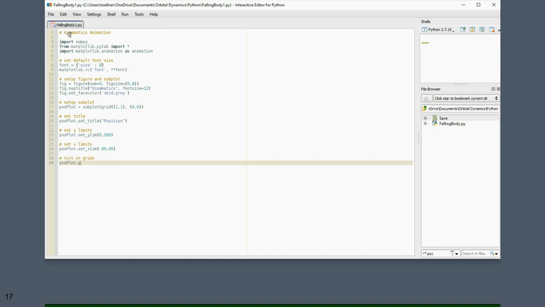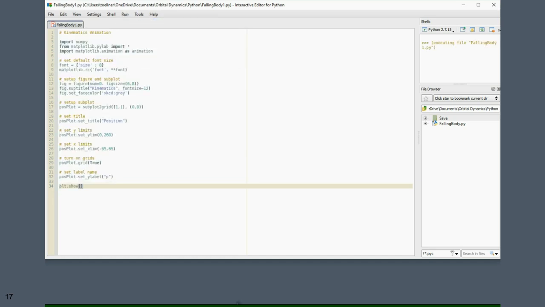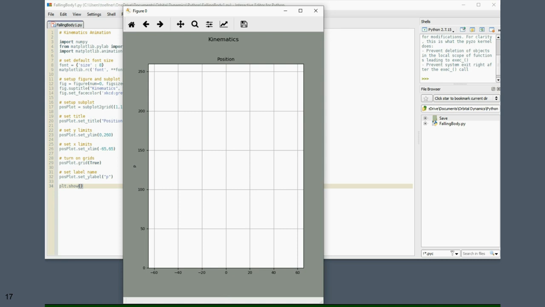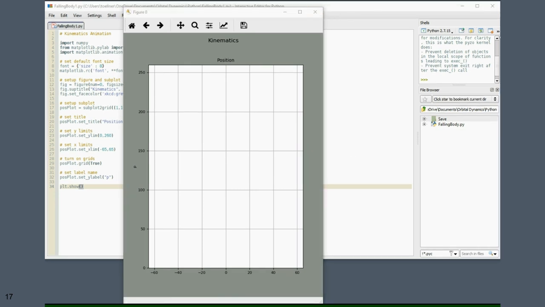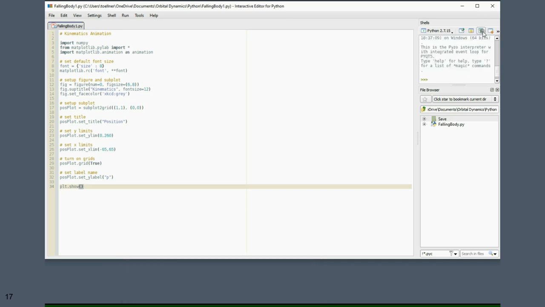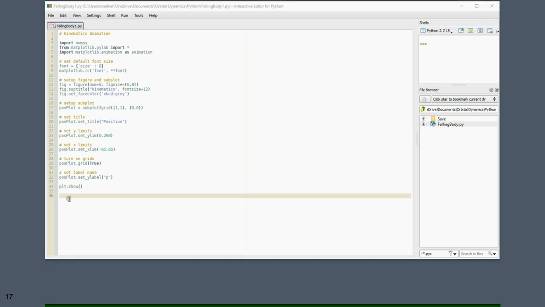And I want to turn on grid lines for this plot. I just set grid to true. And the Y label will be P for position. And plot show will show the plot. So I want to execute this. This is what the basic plot looks like. There's no moving object yet, but I like to run things as I write this code to make sure I haven't made any mistakes.